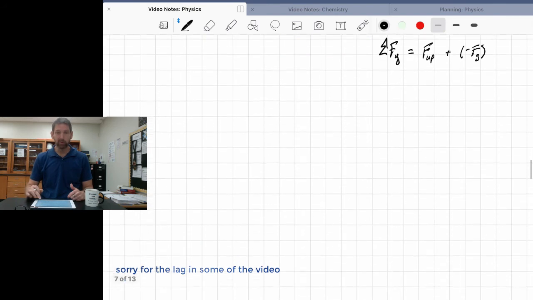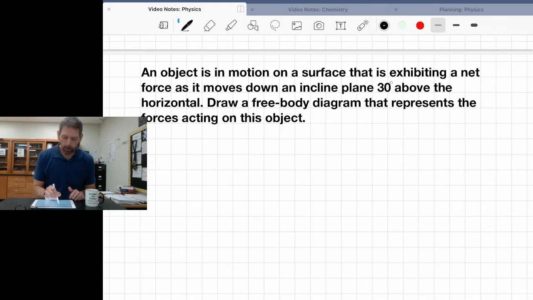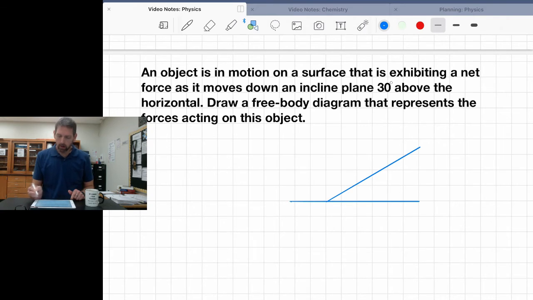Let's try something else. We've got an object in motion on a surface that's exhibiting a net force as it moves down an incline. Let's go ahead and get our picture drawn here. We need an incline. It looks a little more than 30 degrees, but that's probably about 30 degrees.